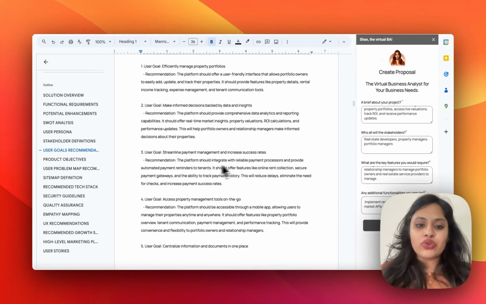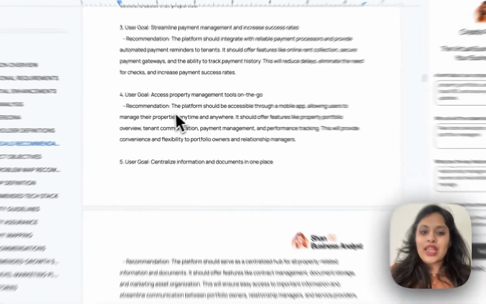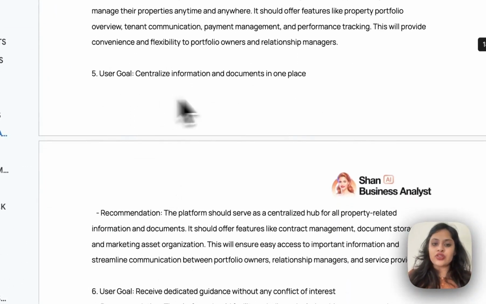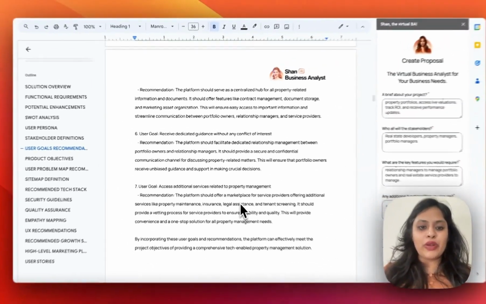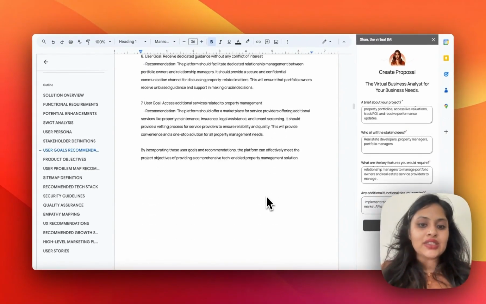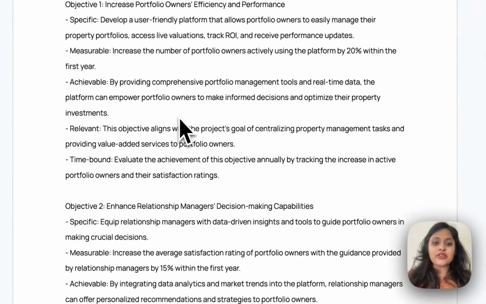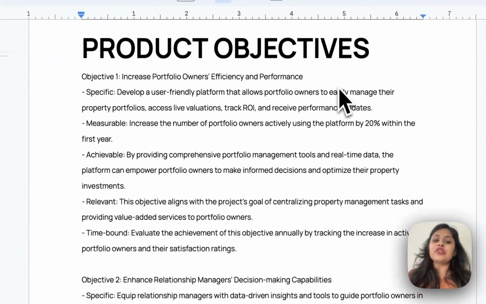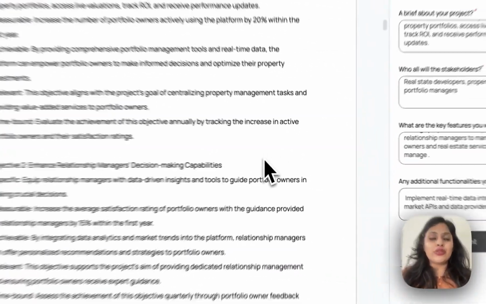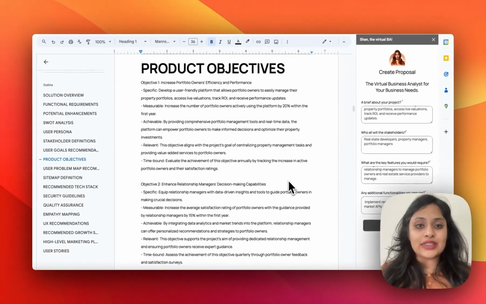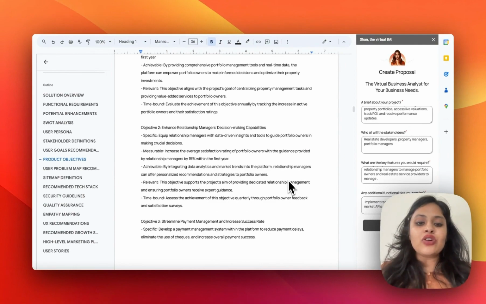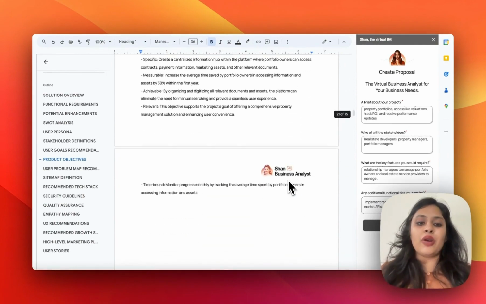So the user goals are there: streamline payments, access property tools as you go, centralized information and documentation in one place, receive dedicated guidance. And then it goes on to give you product objectives, increase portfolio owners' efficiency and performance. What are the objectives of this product particularly, right? Like you're building this, but what do you want it to do? So it also mentioned those, the product's objectives.